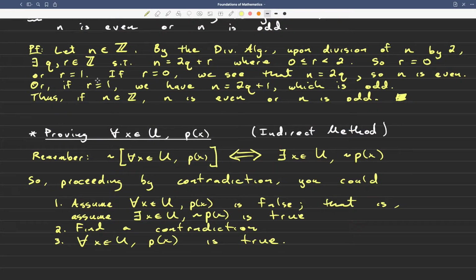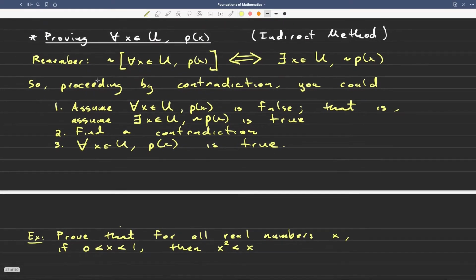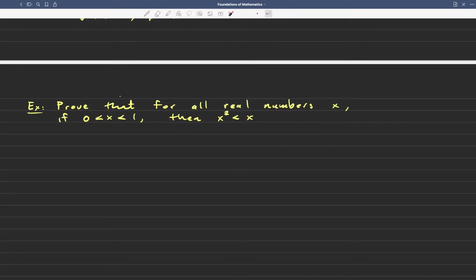All right, so let's try an example of this type of indirect proof of a universally quantified statement. Prove that for all real numbers x, if x is strictly between 0 and 1, then x squared is less than x. So this is a statement of the form, for every x in the reals, 0 less than x less than 1 implies x squared is less than x. So it's a universally quantified statement.